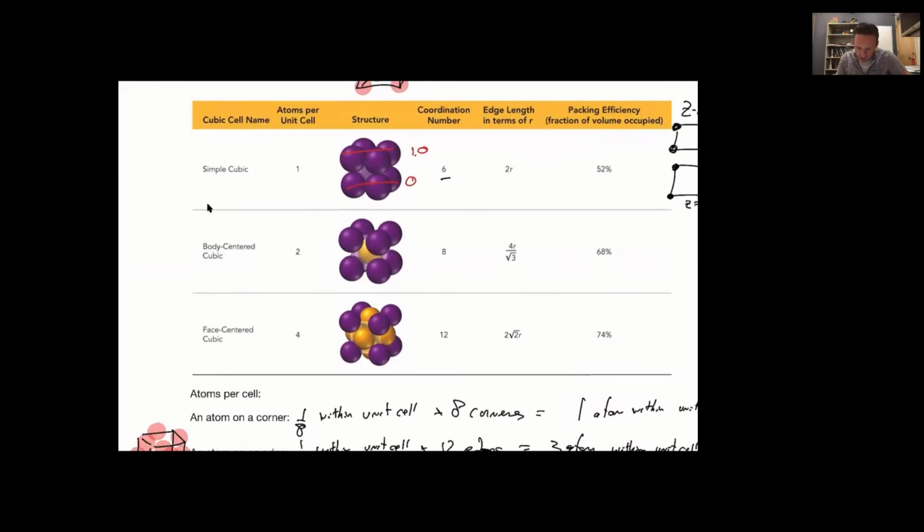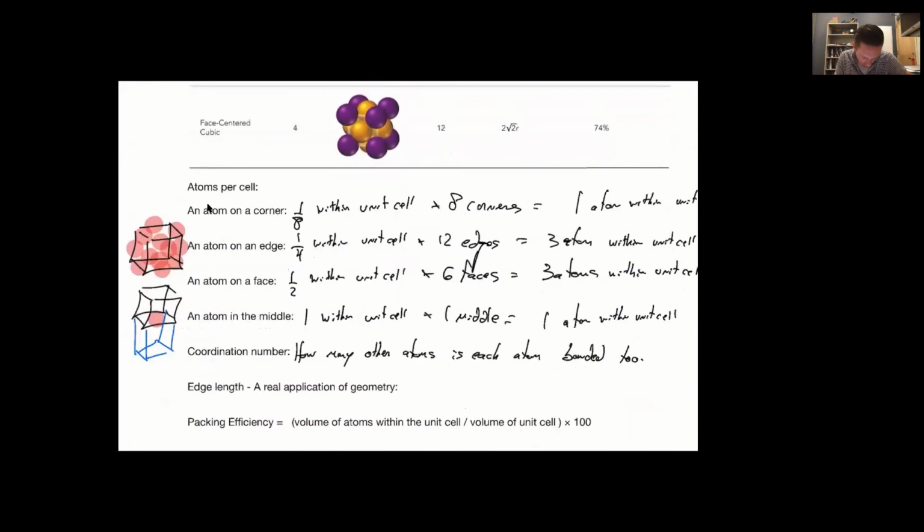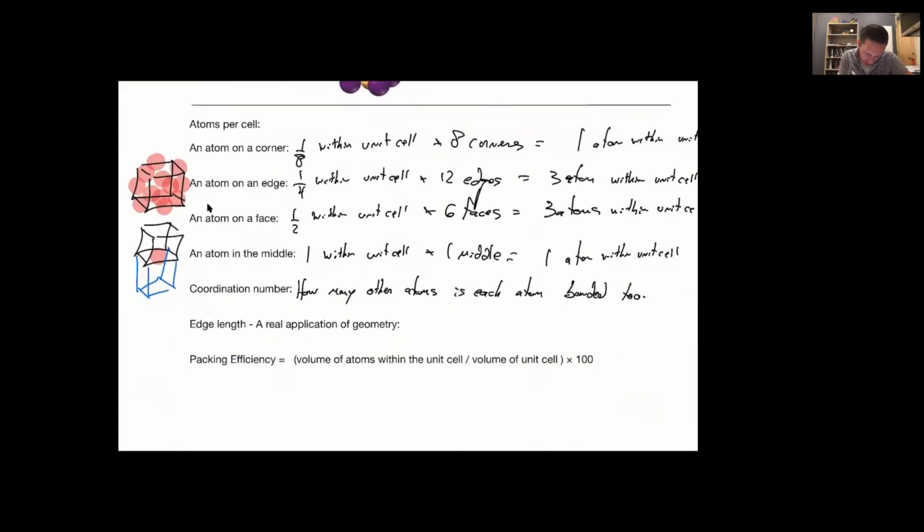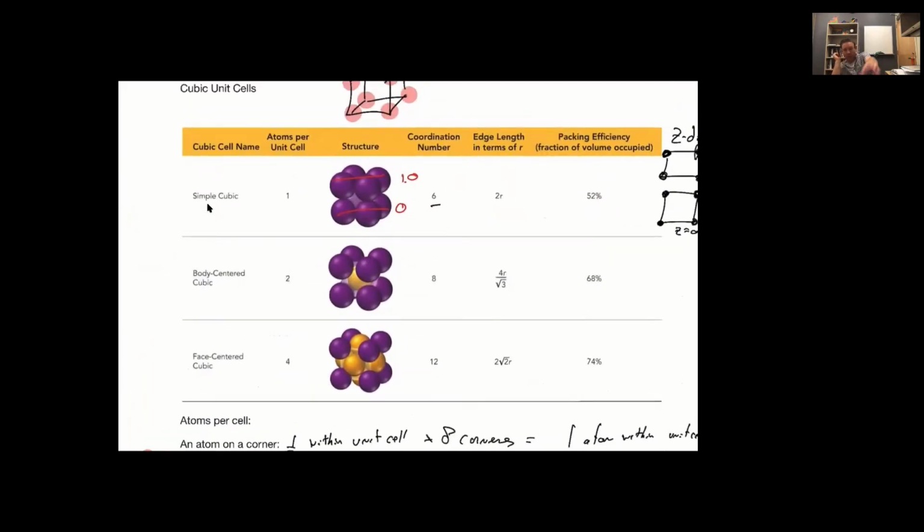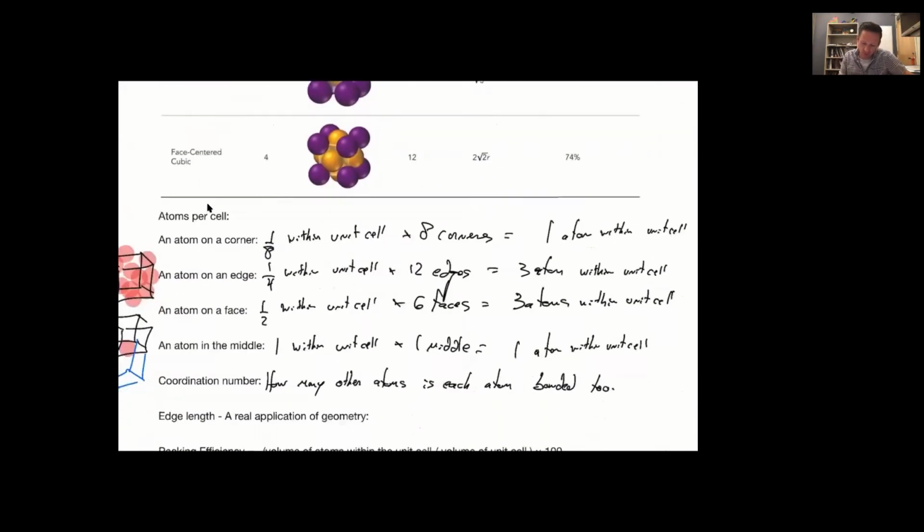What about edge length? Edge length in terms of R. And I wrote here, it's a real application of geometry. So I think that's kind of cool on the one hand. On the other hand, I'm not going to ask you to derive what these edge lengths are. I actually usually give this table on the front page of the exam or the final. It's part of the given information. So you just have to know where to go look and find this stuff. But we should also know where it comes from.